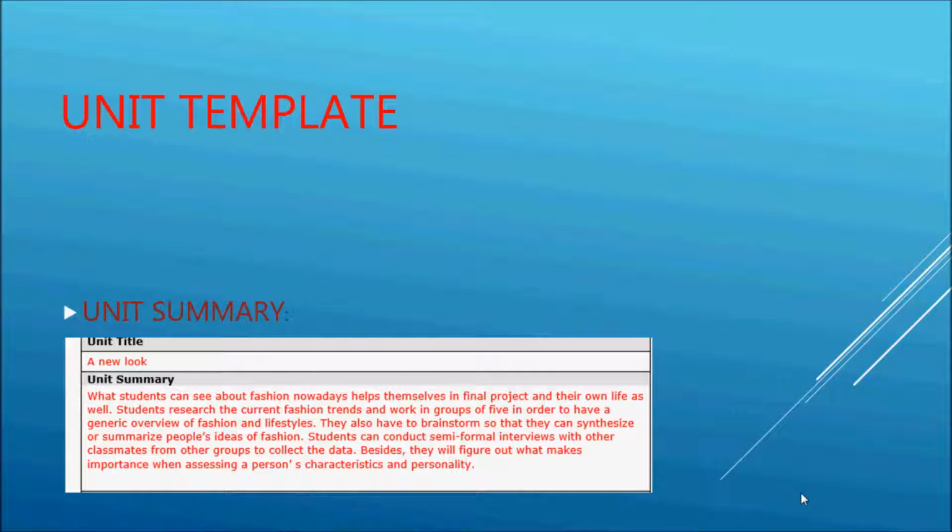The unit summary is what students can see about fashion nowadays, in front of projects and in their life as well. Students research the current fashion trends and work in groups of 5 in order to have a generic overview of fashion and lifestyles. They also have to brainstorm so that they can synthesize or summarize people's ideas of fashion. Besides that, they will figure out what is important when assessing a person's characteristics or personality.